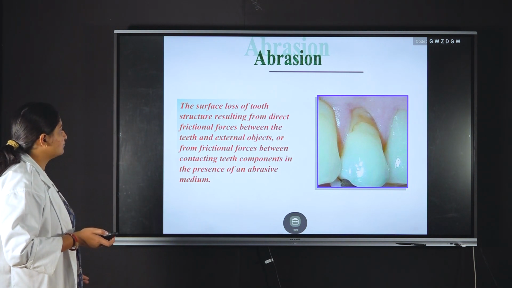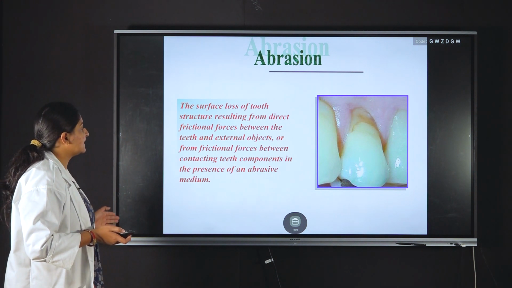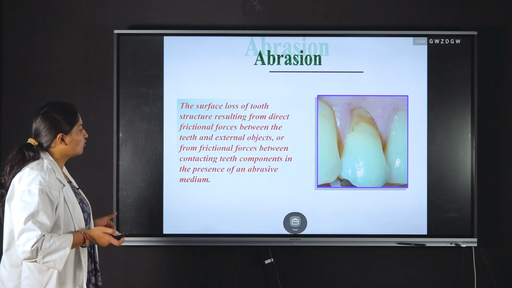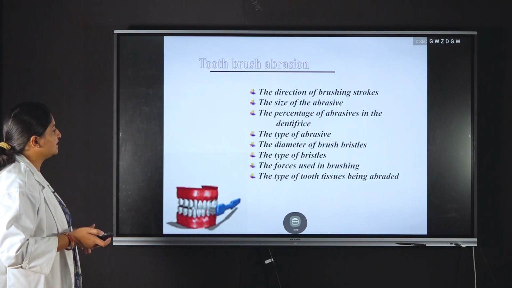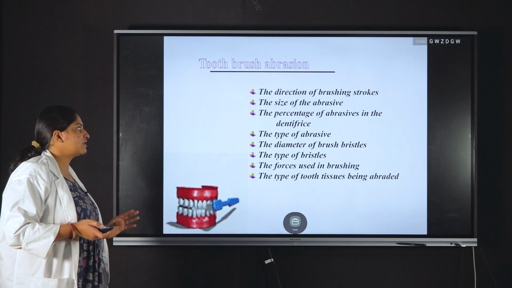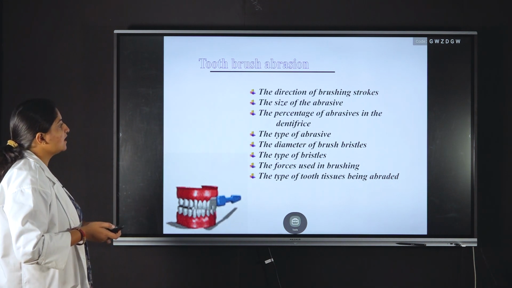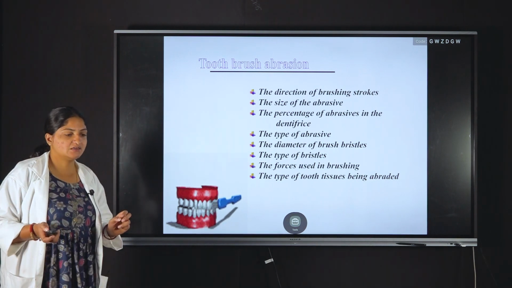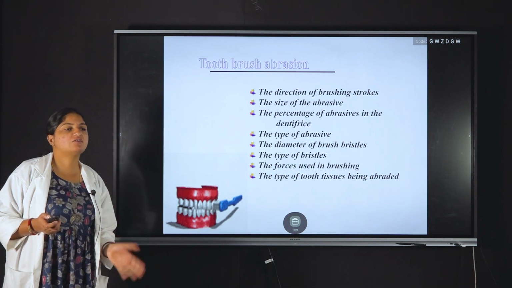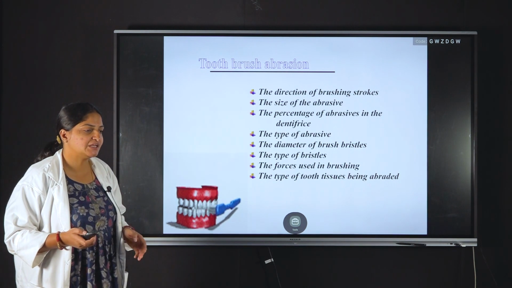The surface loss of tooth structure resulting from direct frictional forces between the teeth and the external objects, or from frictional forces between contacting teeth components in the presence of an abrasive medium. So coming to toothbrush abrasion, the direct action of brushing strokes, the size of the abrasive, the percentage of abrasives in the dentifrice. So there is the excess of tooth brushing at a particular area that causes a lot of friction to generate over that particular area, and it may lead to abrasion.